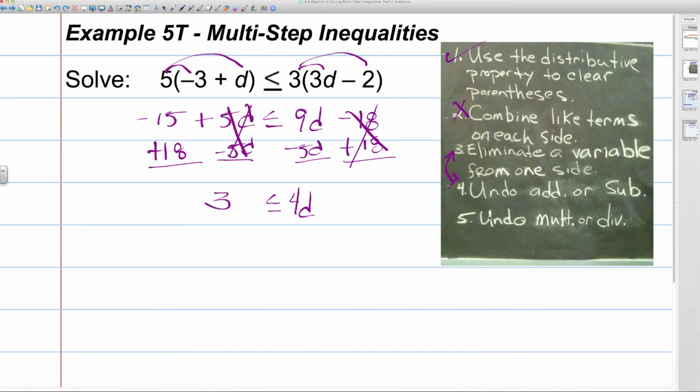Now I have one step to do, undo multiplication or division. I need to divide each side by 4. So I get 3/4 is less than or equal to d. I like to turn that around, so that would be d is less than or equal to 3/4.